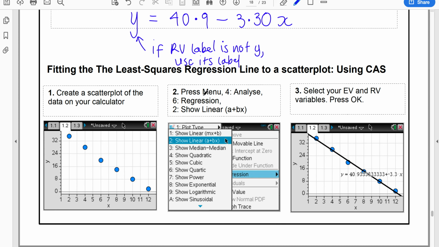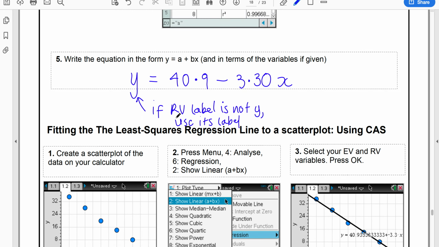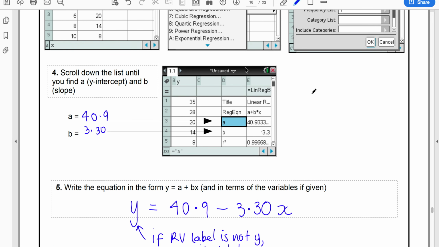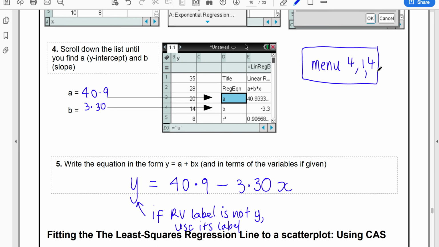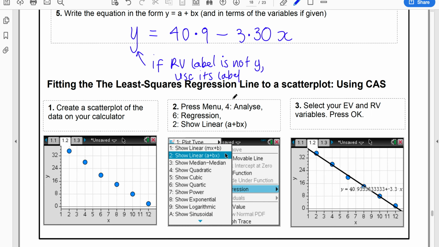So again, if you're looking for shortcuts, menu 462, so actually press number 4 on your calculator, then number 6 and then number 2. Whereas the other one is menu 414, so I'll write that for that particular method. And the other one is just in the box here.